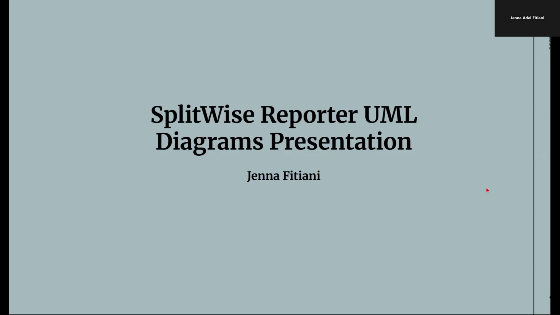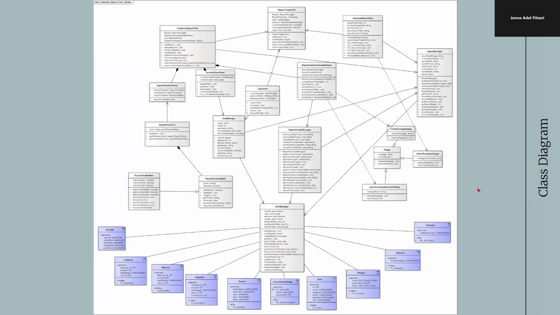So let's get started. The first UML diagram I'll be talking about is the class diagram for report generation. This diagram consists of a few layers. We have the display interface layers, then the management layers, and then we have the DAO manager, which manages all the data directly.